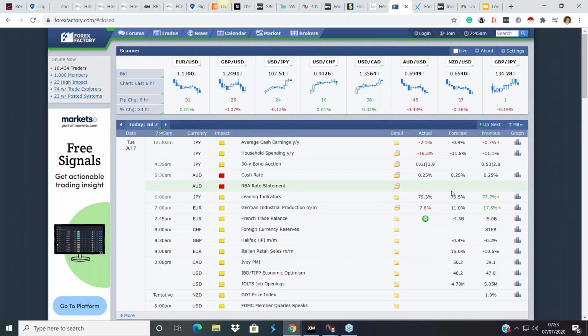pretty much it was everything as expected. It kept interest rates on hold. Well, interest rates aren't going anywhere anytime soon for any of the major economies and central banks. What would have been interesting is what the bank was going to say about the spike in the virus cases, which I believe has happened in Melbourne.